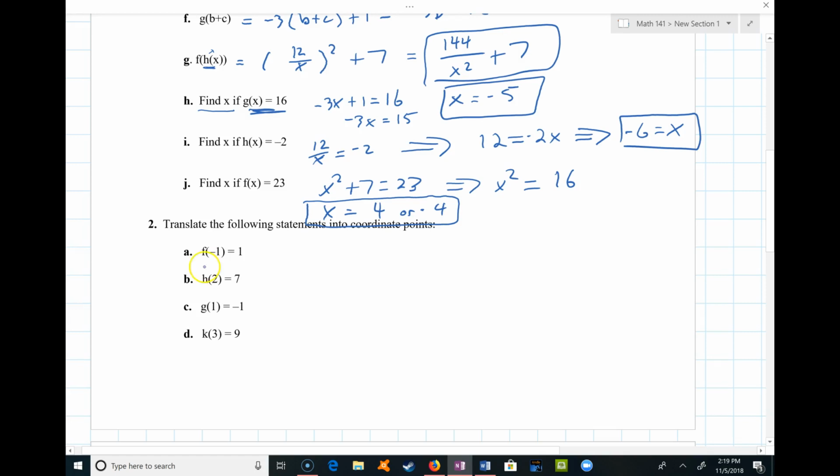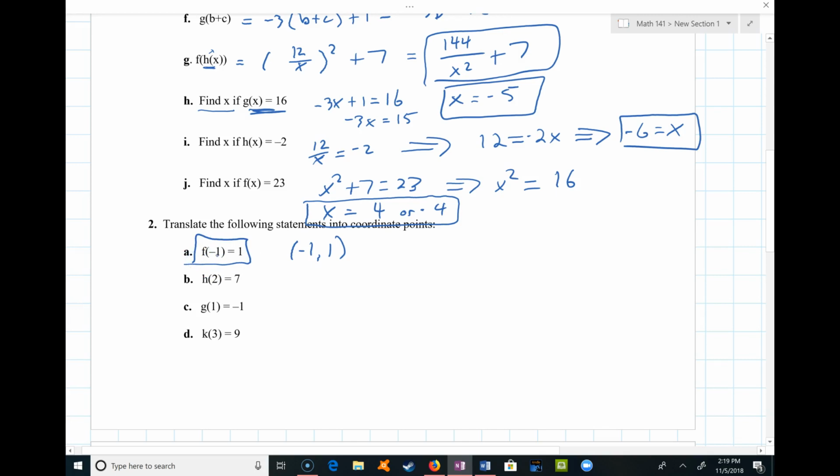So again, if we understand this notation, this means that I plugged in -1 and got out 1. So if I want to translate that information into a coordinate point, that means the x coordinate was -1 because that's what I plugged in, and 1 was the output, which means that's the y coordinate.